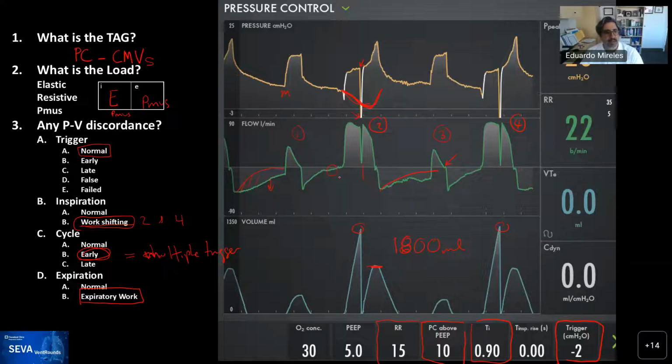So in summary, when I see this waveform, I say, well, it's pressure controlled CMV with elastic load in those passive breaths, but really a pretty high PMUS during inspiration and exhalation. I can see those two. And in terms of the discordance, the main thing that I'm seeing is early cycle with work shifting and expiratory work. So this actually would look like bigeminy if you were looking at an EKG.